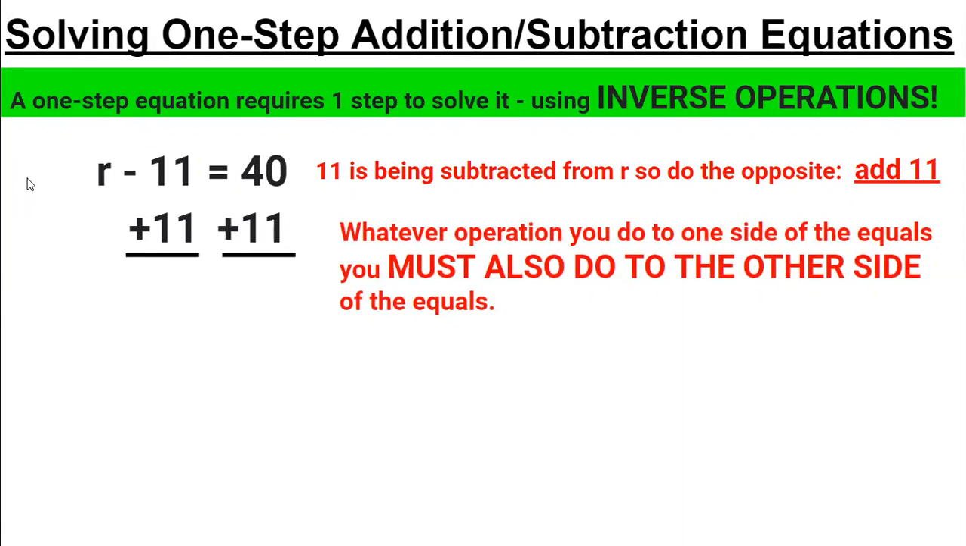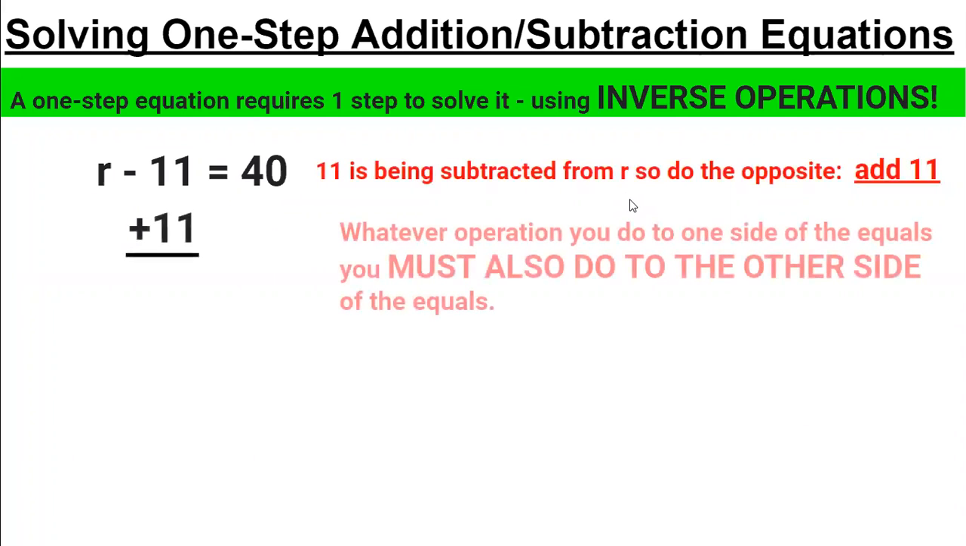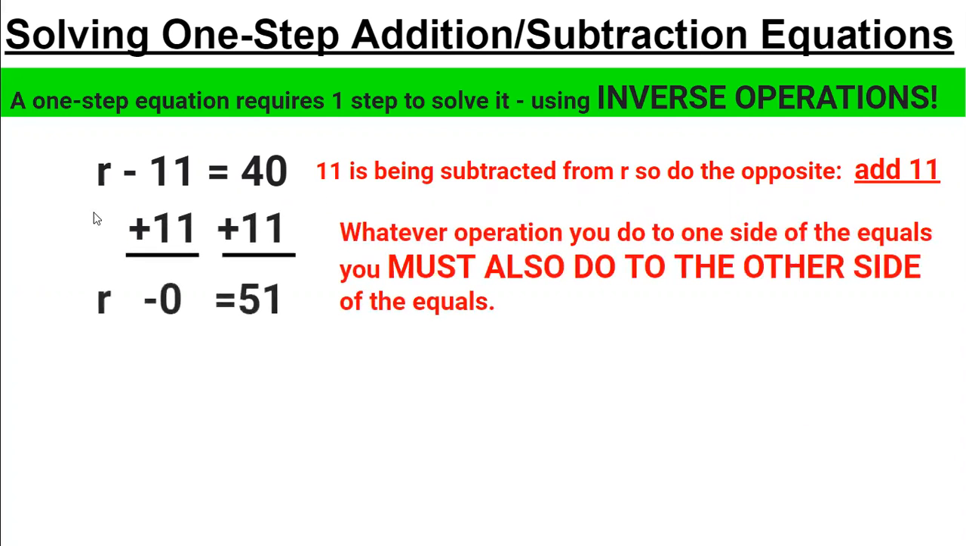So we're going to add 11 on that side. Notice how negative 11 and positive 11 will cancel each other out and become 0. So you'll be left with R minus 0 equals... that's the wrong number, 40 plus 11 is not 29. Let me fix that. Okay, I fixed it. So 11 has to be added to both sides. And then we get R minus 0 equals, now 40 plus 11 is 51.